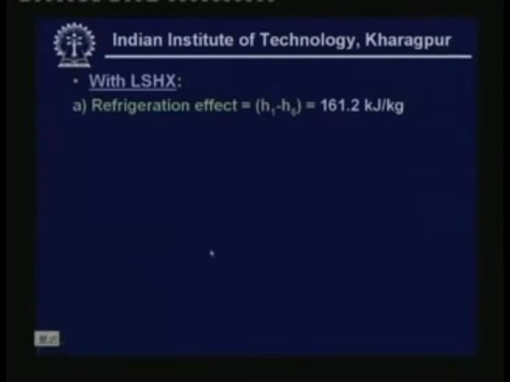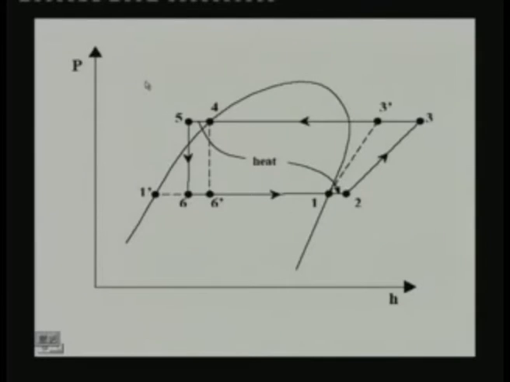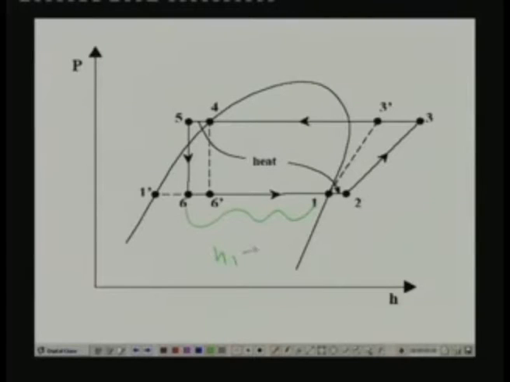So, first let us find the results with the liquid suction heat exchanger. The refrigeration effect is nothing but H1 minus H6. You can see that with the liquid suction heat exchanger, this is the refrigeration effect H1 minus H6, and the work of compression is H3 minus H2, and the inlet temperature to the compressor is at point 2, exit is point 3.